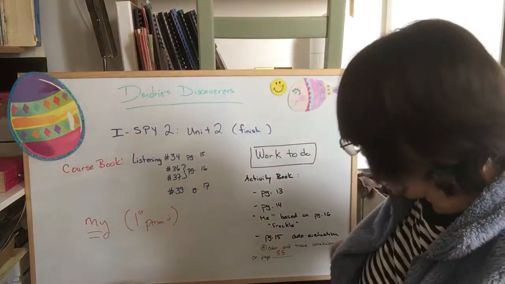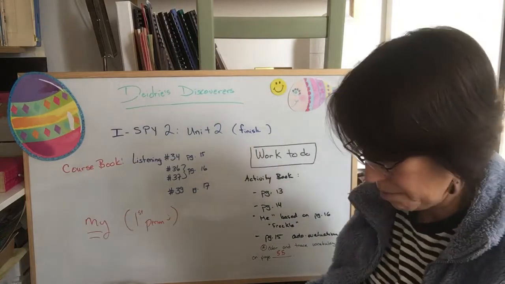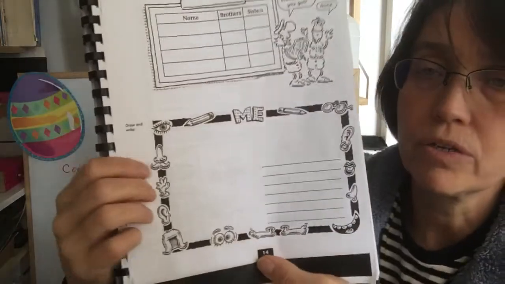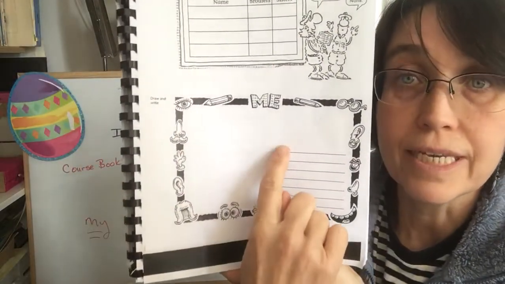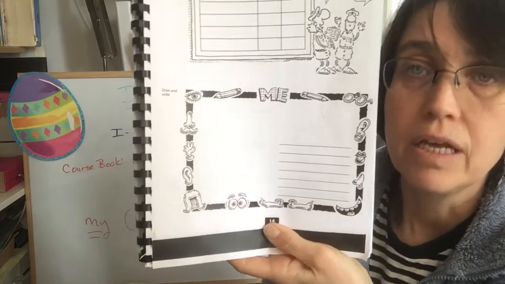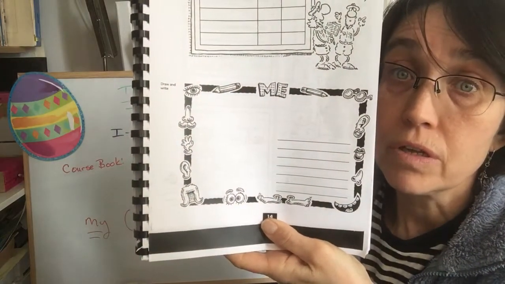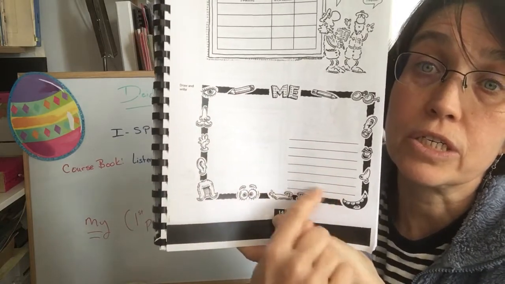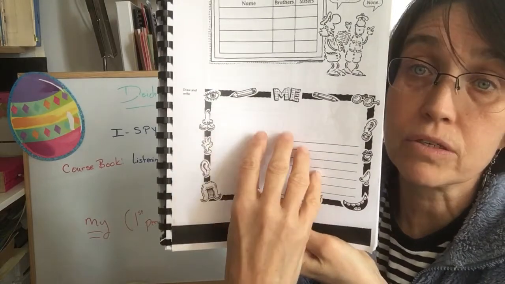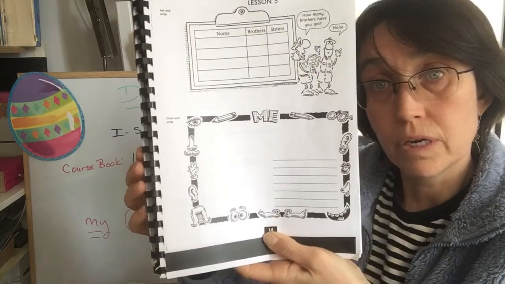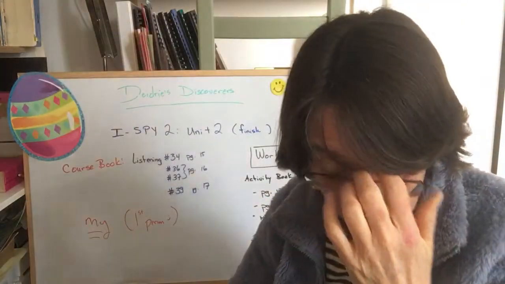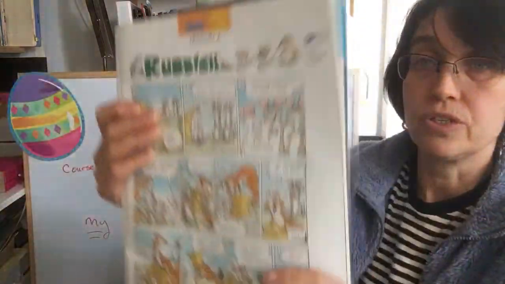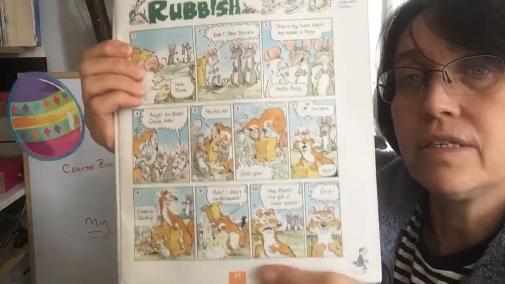Now, again, I want you to look at the activity book. Make sure that you're okay. Here, if you write about your brother, make sure it is his name and he. If you write about your sister, make sure it is her name and she. This is following the same exercise as Freckle. Okay? All right. Now, I would like you to take out your course book again. And we're going to go to page 17 in one of our favorite activities.